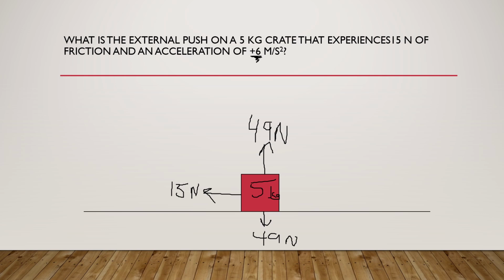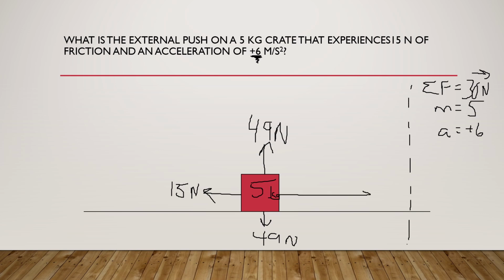I know that this has to look like this. Okay? I need us to be able to read the problems and interpret the numbers correctly to put as many arrows in as possible. All right, so let's go ahead and get the net force. The net force equals mass times acceleration. The mass is 5, the acceleration is positive 6, so the net force is going to be positive 30 or 30 to the right. Awesome. So we are looking for what the external push is, the applied force. We're looking for that arrow right there. That's what I want to know.